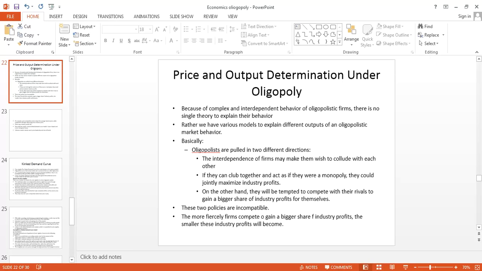Okay, so in the next part, then I'm going to look at what the kinked demand curve is, what it shows, what it illustrates, and why people don't change prices based on the theory of the kinked demand curve.